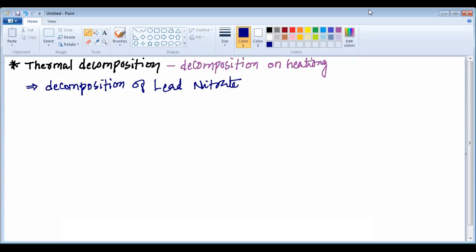What happens? Lead oxide is formed. Okay, then what else is formed? Apart from lead oxide, what is formed? As well as nitrogen dioxide and oxygen evolved. Very good, very good, very good.